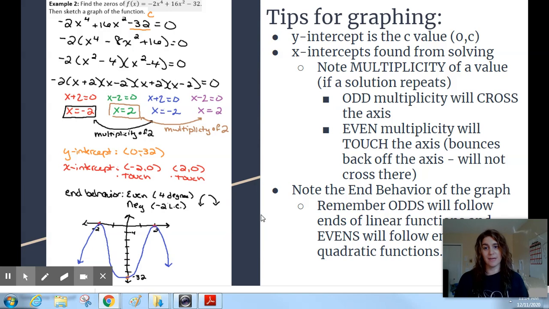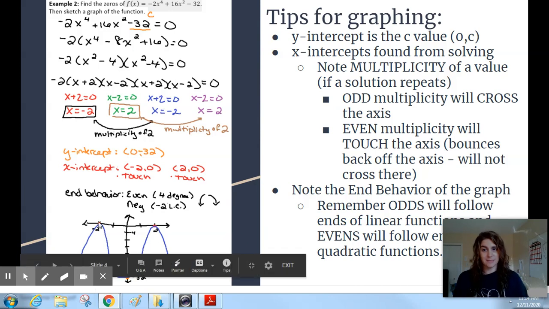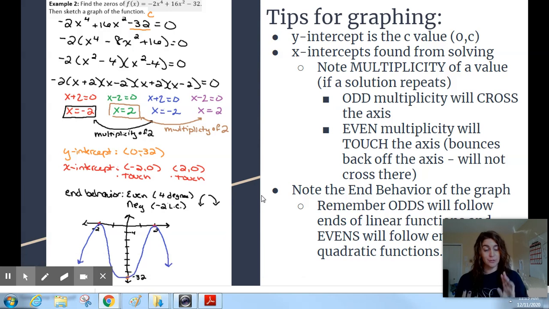And you can see in the graph that what that means is it touched at -2 and +2, and then it bounced right back down. Now, what I tend to do is I will plot all my intercepts first, your x-intercepts and your y-intercepts, because those are going to be your hitting points that you want to make sure you touch.